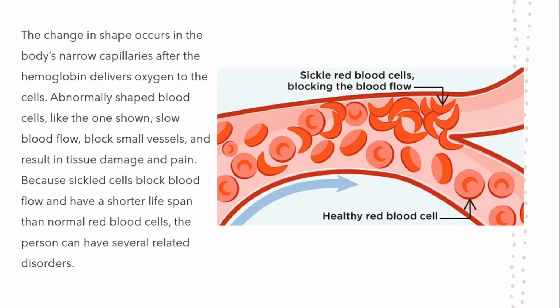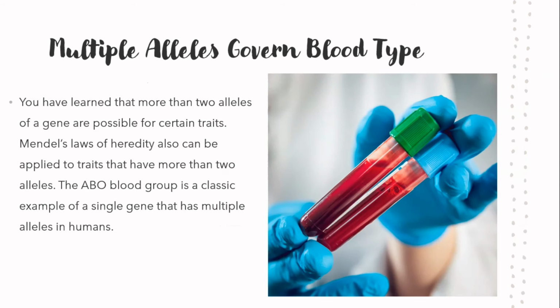Multiple alleles govern blood type. You have learned that more than two alleles of a gene are possible for certain traits. Mendel's laws of heredity also can be applied to traits that have more than two alleles. The ABO blood group is a classic example of a single gene that has multiple alleles in humans.